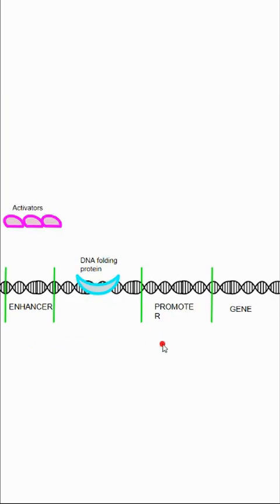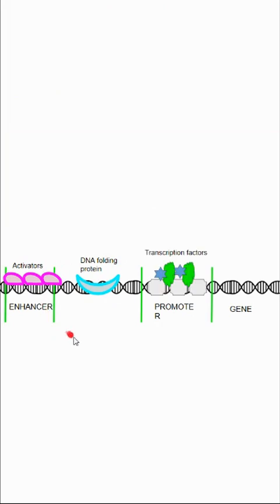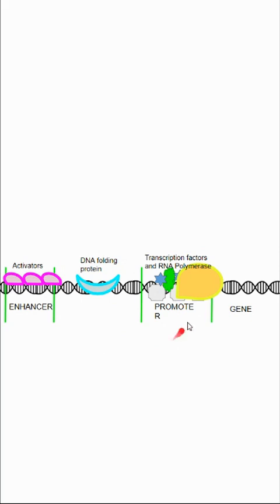So again, in order for a protein or transcription to occur, we first have to have activators land on enhancer regions. So again, these activators can be hormone receptor complexes, which again is going to tie into proteins. We also have transcription factors that bind to the promoter regions, and RNA polymerase is also going to hook onto that promoter region.